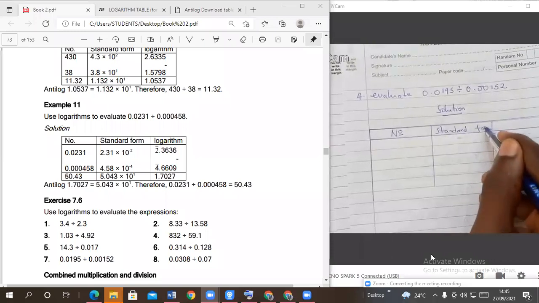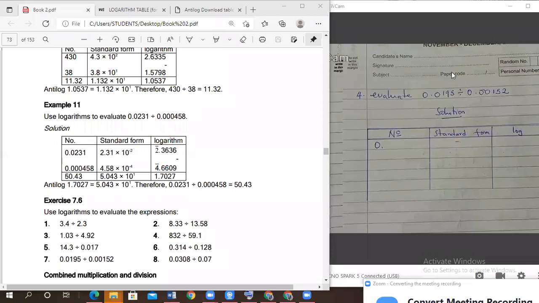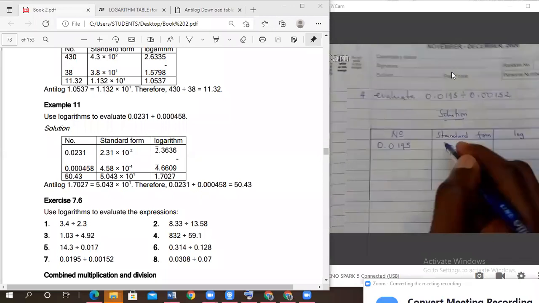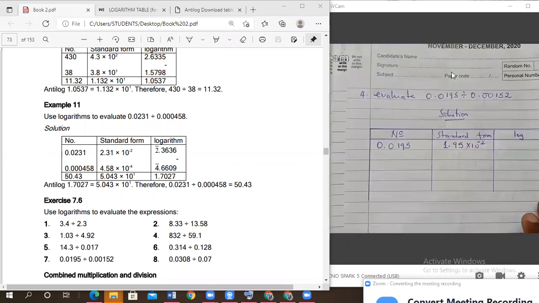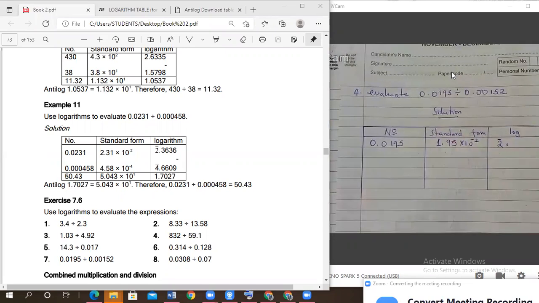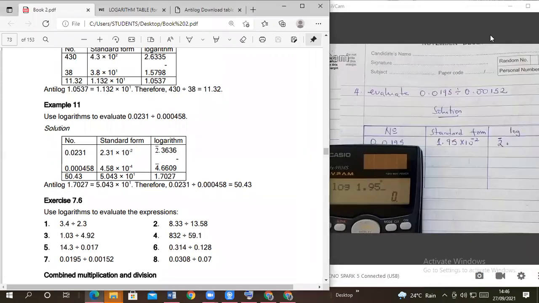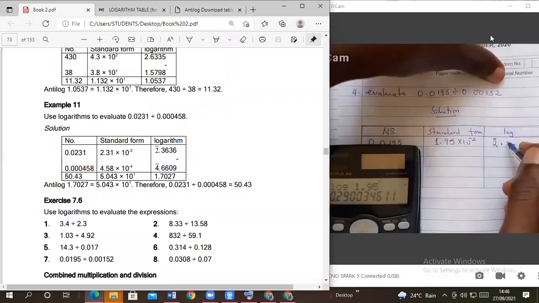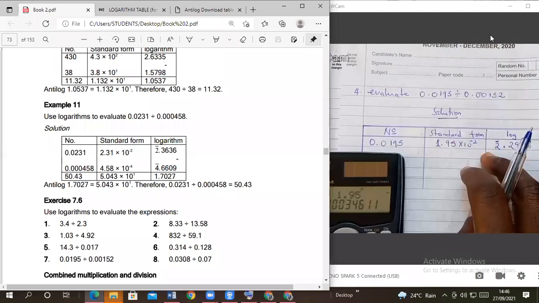Now standard form. What is our first number? Our first number is 0.0195. What is it in standard form, members? It is 1.95 times 10 to the power negative 2. So you write here 2 bar point. What's the log? Log of 1.95. So you just write after the decimal point 2.0900. Remember, this was the other number we did the other time and we didn't finish. Do you remember? Yes. So let's do it today.